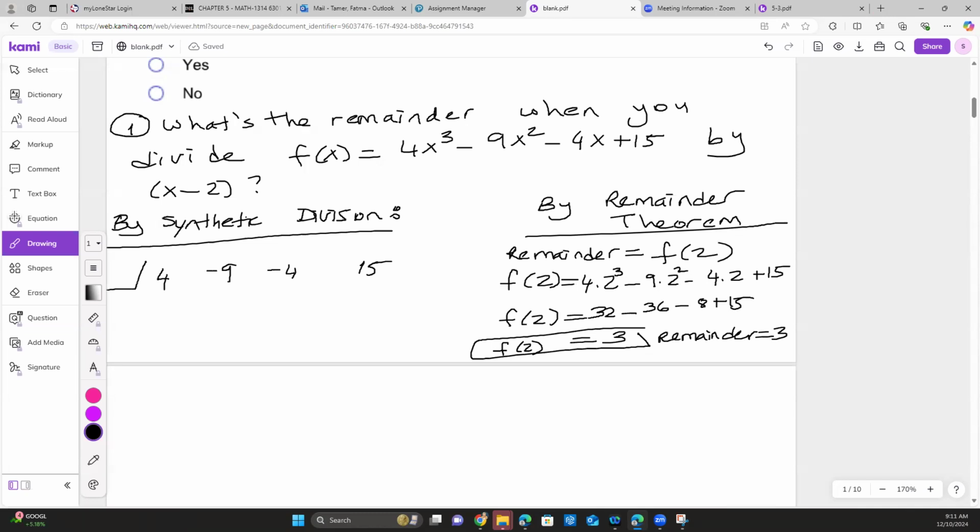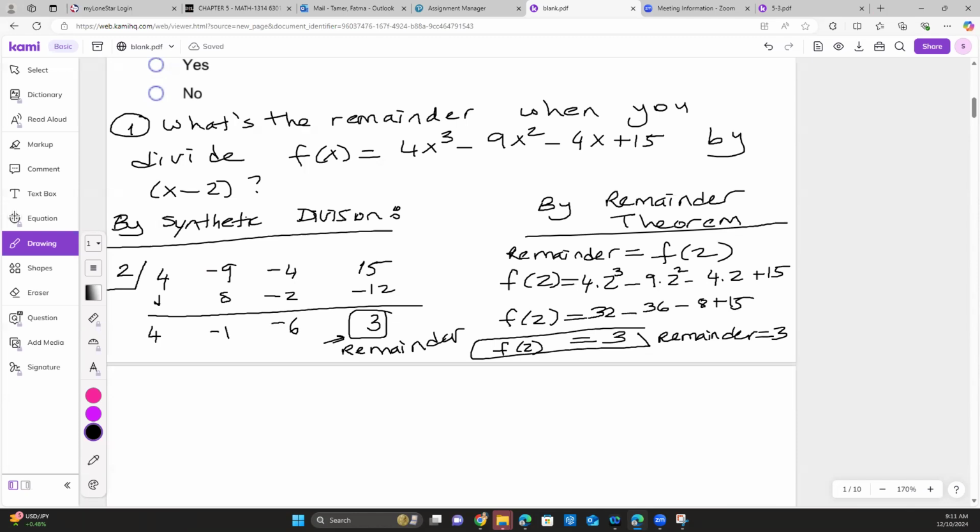And then we want to divide this function by x minus 2, so that makes your x value a positive 2. Bring down the first number, multiply, add, multiply, add, multiply, add, and what you notice is we got the exact same thing. For synthetic division, the last number always represents the remainder. The remainder is equal to 3 by actually performing the division. But according to the remainder theorem, you don't have to do this division. If you just plug in 2 for x and evaluate your function, you will find your remainder immediately.